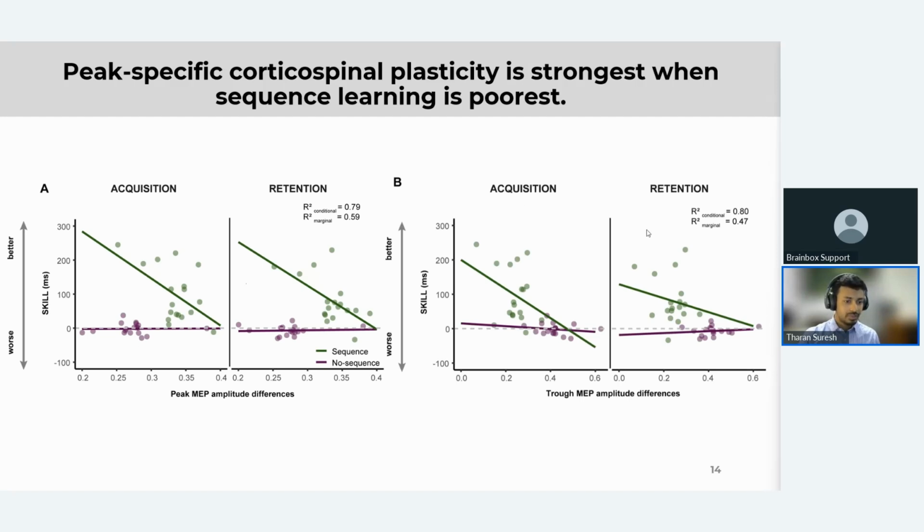And panel B here shows a similar plot for trough-specific MEP amplitude differences. Although these results appear to be similar, it was only significant in the sequence group for peak-specific MEP amplitudes. So this group by MEP difference interaction tells us that peak-specific corticospinal plasticity is strongest when motor sequence learning is the poorest.